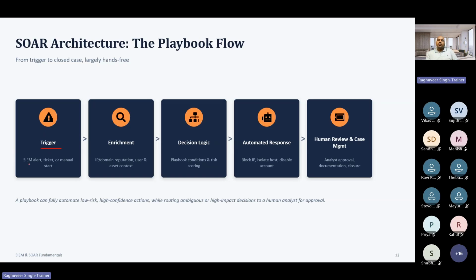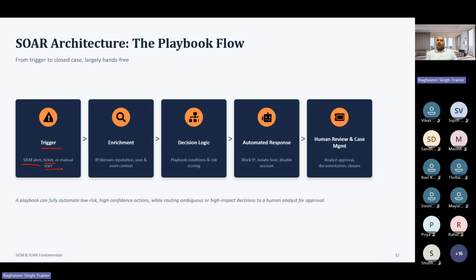So what could be a trigger? A trigger could be an alert which is generated in the system. It could be an incident, a detection, a threat. It could be a ticket also. If a ticket is generated, you can also configure SOAR to pick it up and take action. Now, this is not SOAR for SIEM only. SOAR is also outside of SIEM.